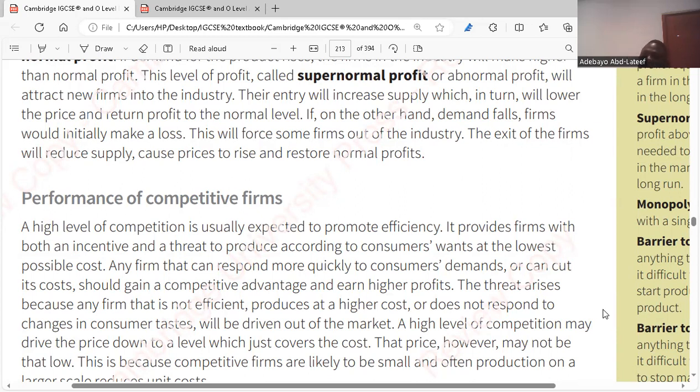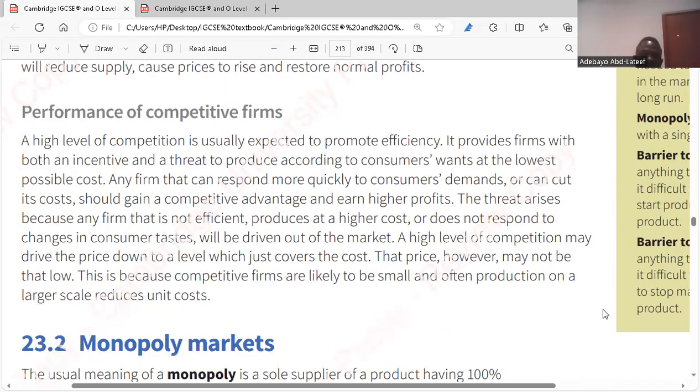If firms are leaving, output will fall. Firms are leaving the industry. If firms are leaving the industry, what happens? Output will reduce. Supply will be less than demand. Price will rise. Yeah, I get it.